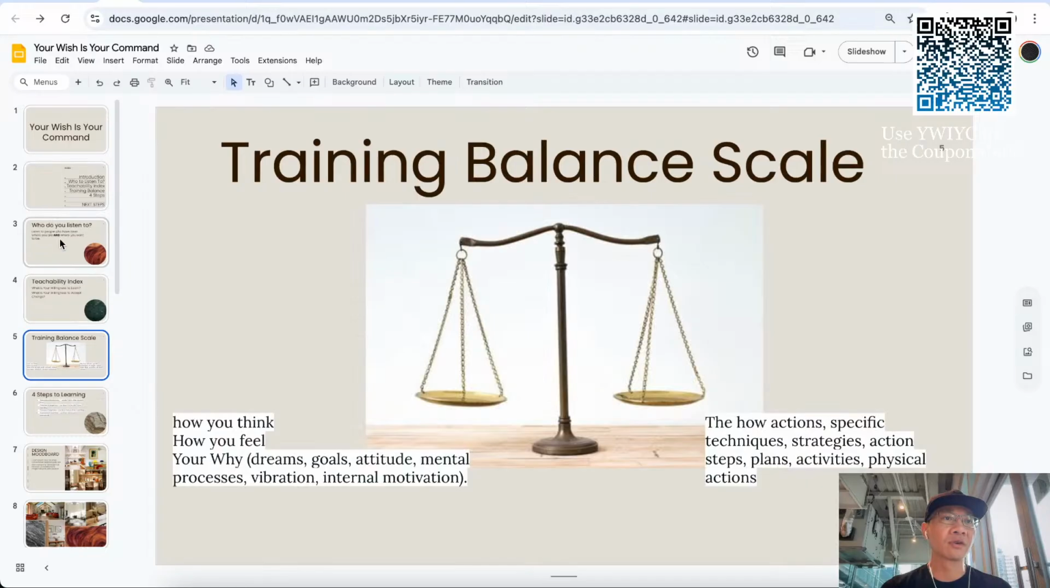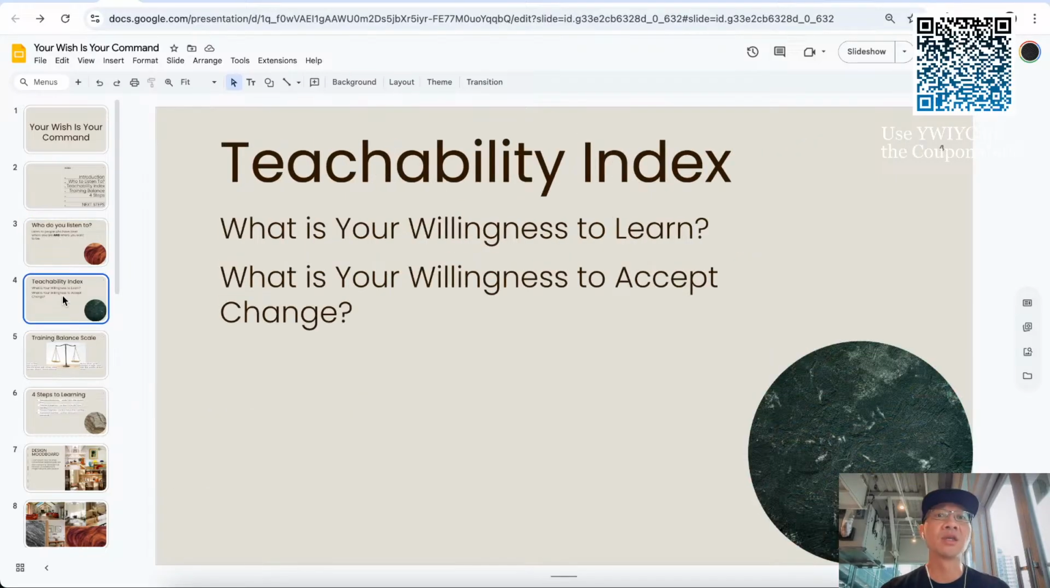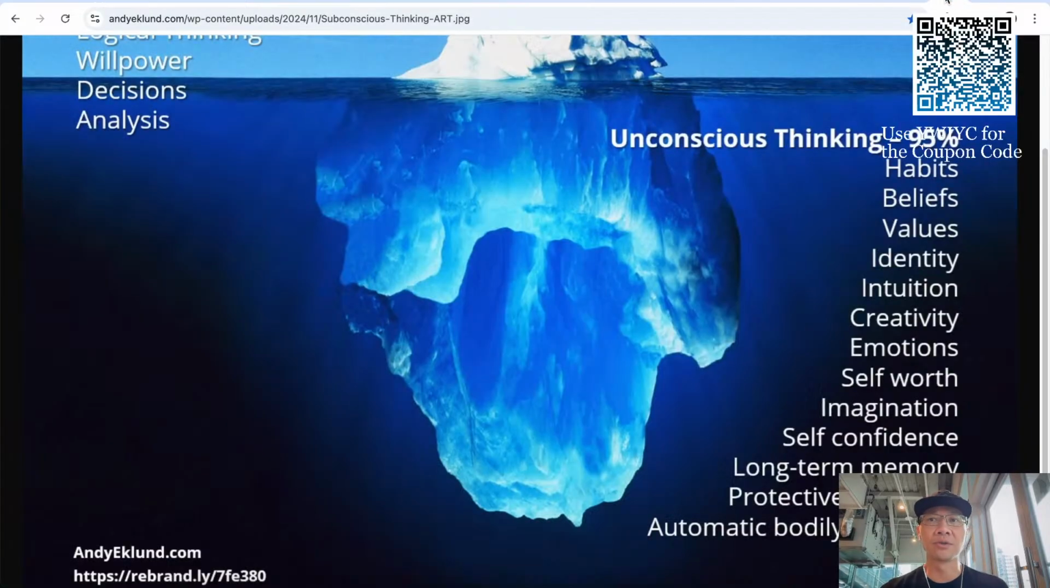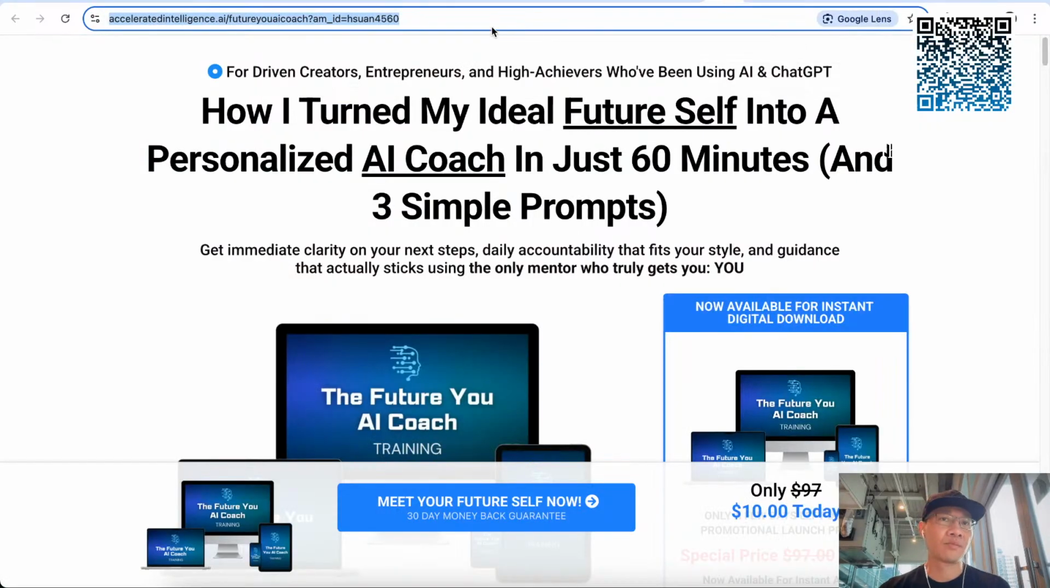So today we went over a lot of content. We went through who you listen to, the teachability index, and the training balance scale, and how it relates to the subconscious mind. But there are tools out there that can help you reshape this unconscious version.